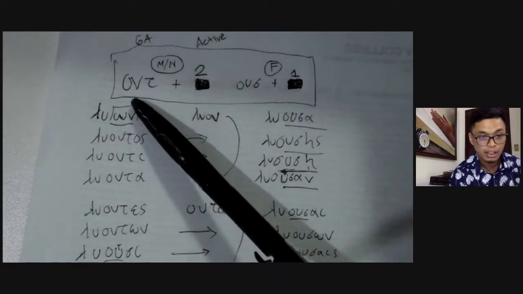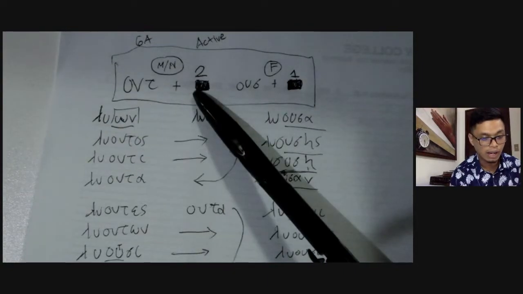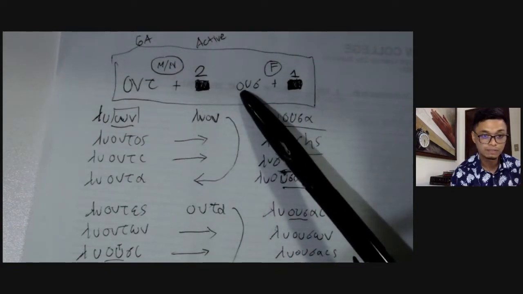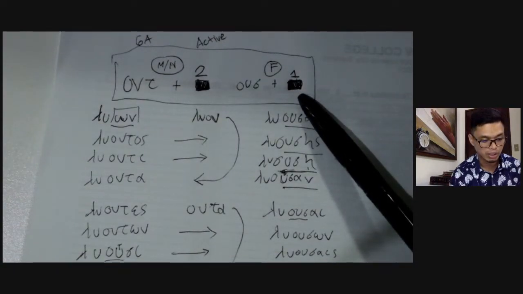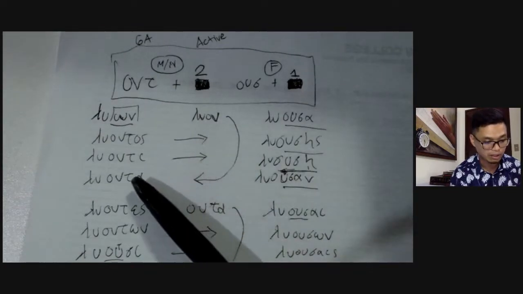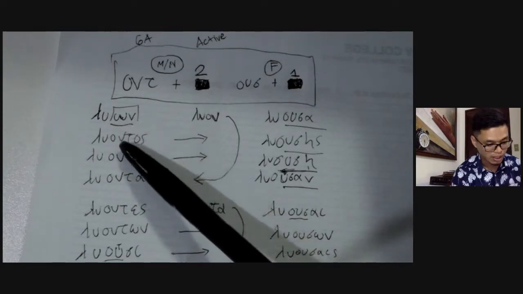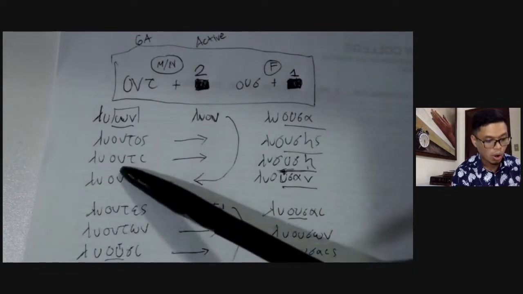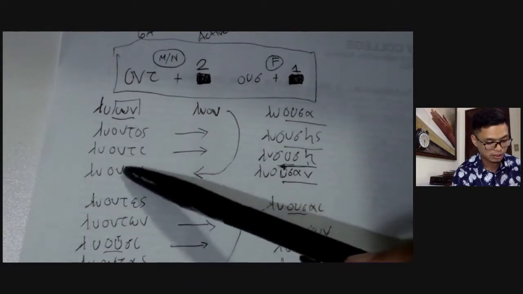You write ont plus 2, and then you write us plus 1. Okay? What does it mean? Ont plus 2 and us plus 1. Well, if you look here at the bottom, you will see that this is the masculine here is based on minimum 2.